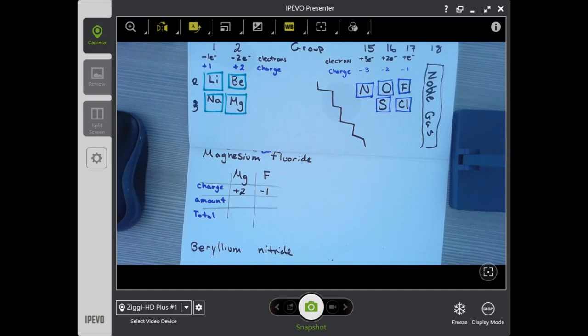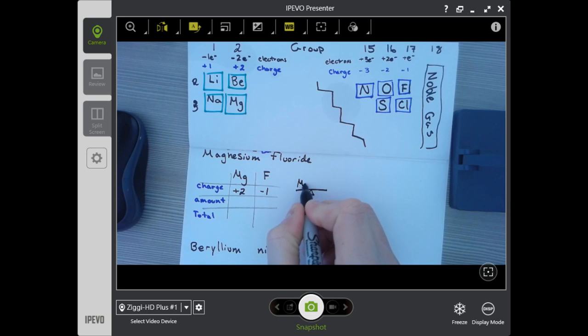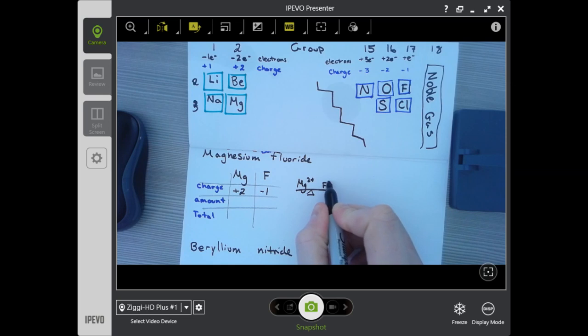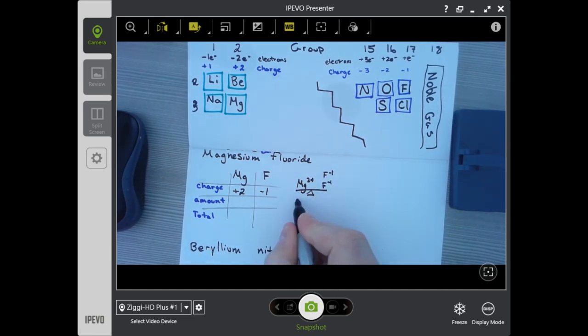Okay, so now we have to figure out how many of each we need in order for the bottom row to be balanced. How do we make the bottom row balanced? We can think about a balance beam, right? We have magnesium with 2 plus, and we have fluorine with only -1. How do we get these two to balance, right? We have +2, -1. We need another fluorine, so now we have +2, -2. Now we're balanced. Okay, those two are going to cancel each other out.